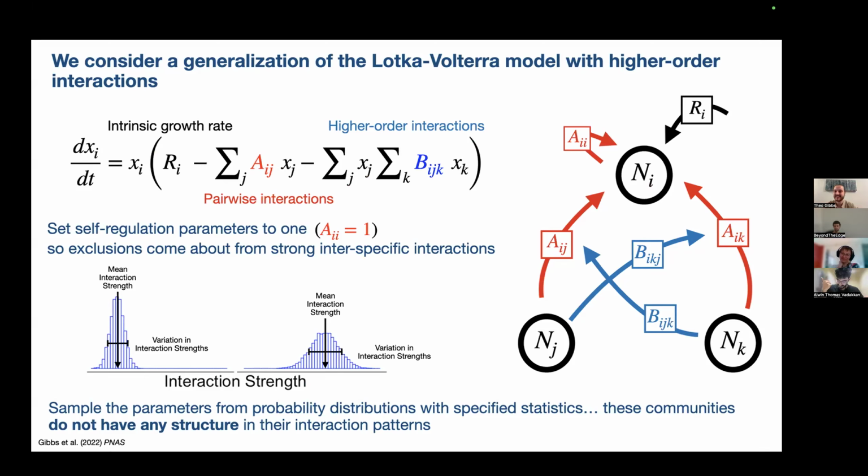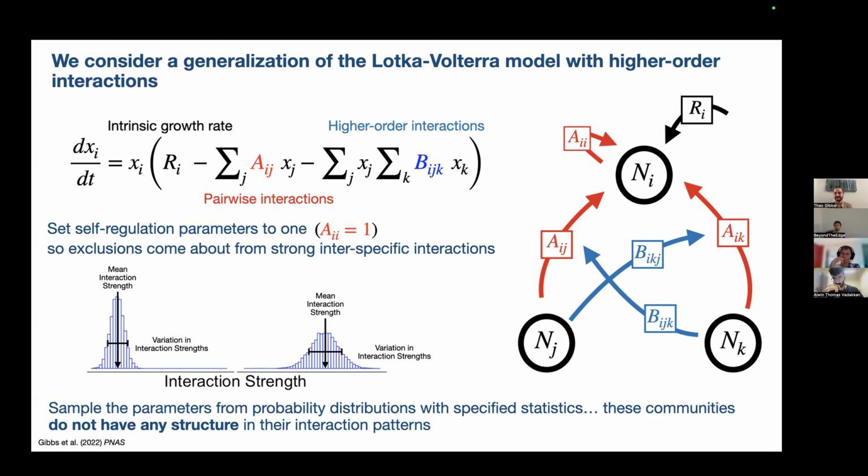Perfect. Okay. And the third one: when you say that A_ii is equal to 1, you mean that you're talking about intraspecific interactions, if I'm not wrong. Does B_iii, which is basically the same index repeated, have any physical significance? Does that have a physical interpretation?